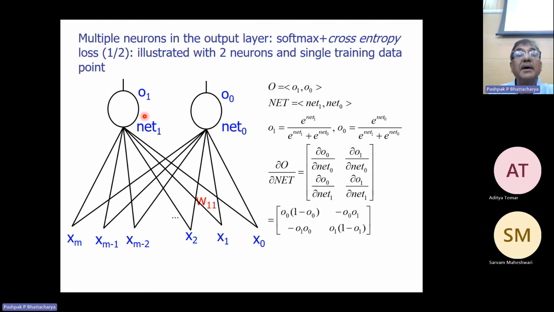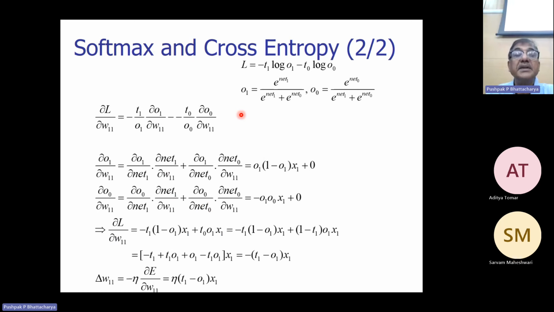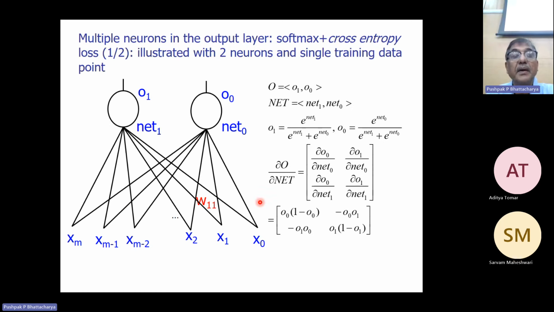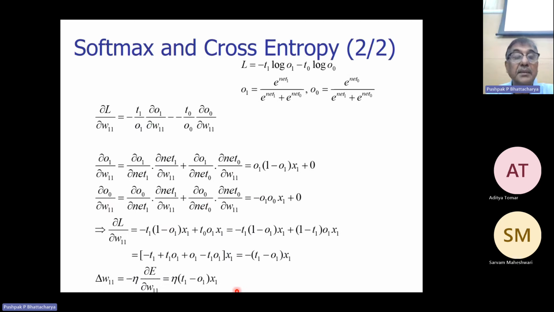So when we take multiple neurons in the output layer, and these neurons are computing softmax, softmax gives me an observed probability distribution. We have to compare this with the target probability distribution. So here again, the weight change expression comes out to be equal to a learning rate into target minus observed value into input value on that particular connection, just like sigmoid.